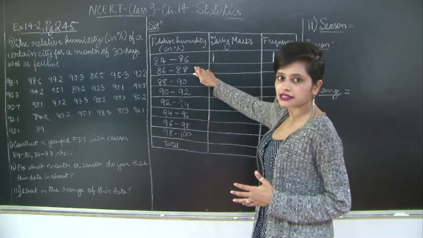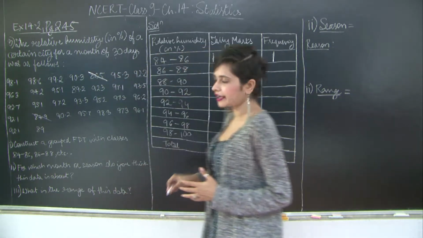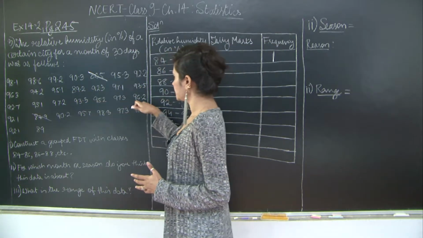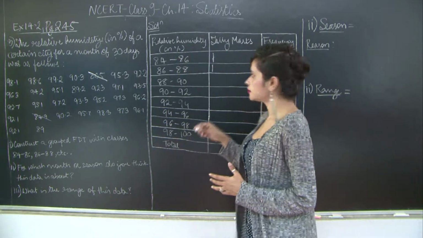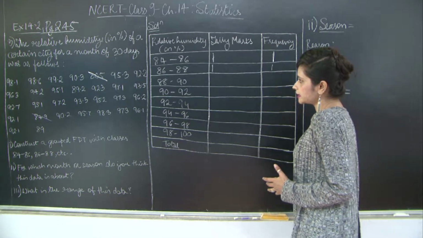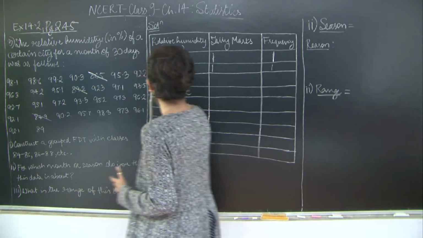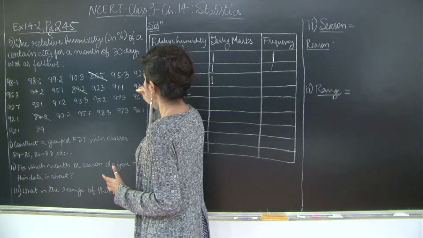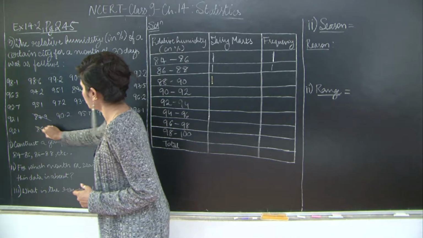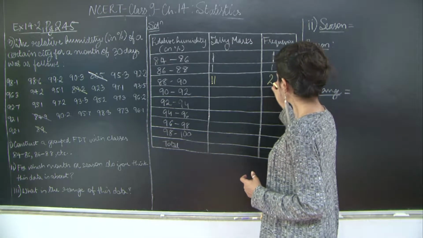Okay, let's proceed with the class interval 86 to 88. In the first row we have 86.5. So 1. Let's check the second row, 86 to 88. There's none. So again 1. How about 88 to 90? So 88 to 90. You have 89.2, 1. Then you have another one, 89. So let's put a 2. That was the last observation that we noticed. So this is going to be 2.